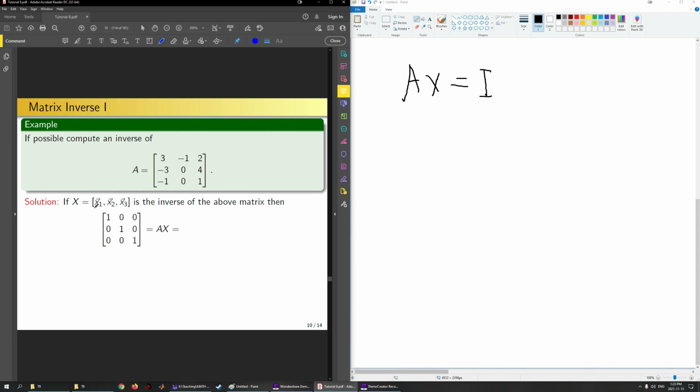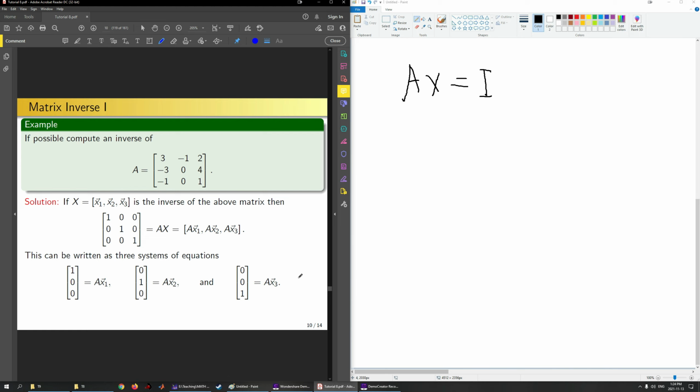This X has this form, but it can be written as these column vectors, right? So if I take A times X, that's the same thing as taking A times each one of these column vectors. Now the identity matrix is equal to this matrix here, where the column vectors are AX1, AX2, AX3. If two matrices are equal, then their components are equal. In particular, this means that the column vectors will be equal as well. So from here, I can write this as a system of three equations. Explicitly, this column vector is equal to this column vector, and this column vector is equal to this column vector.